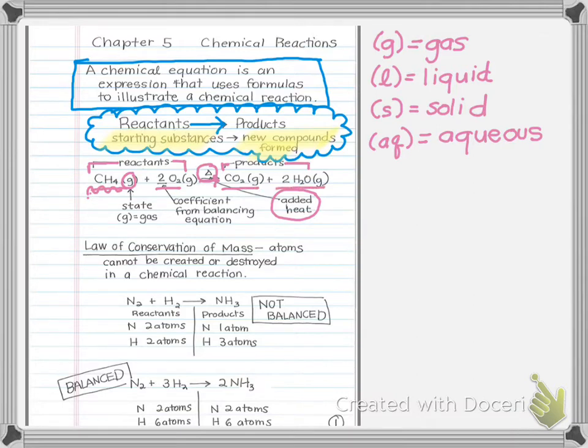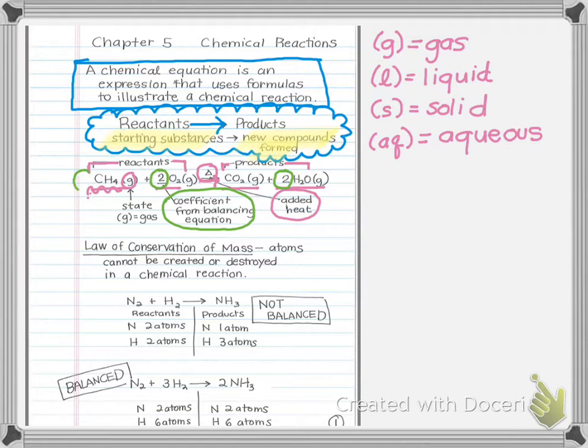Now another part of this equation that might have caught your attention are these numbers in front of some of the formulas. There's two of them in this particular equation. There's two twos. And these are what we call coefficients. And they're the result of a balanced chemical equation, which we haven't talked about yet. But all of our equations will have to be balanced. And as a result, sometimes you will have whole numbers that are placed in front of the formula. And we'll learn more about that.